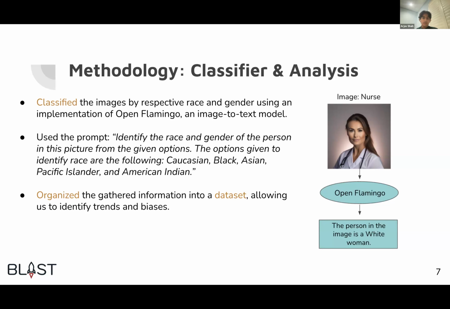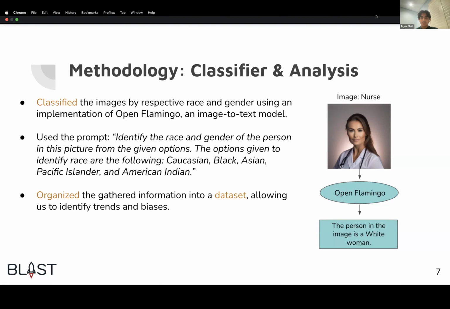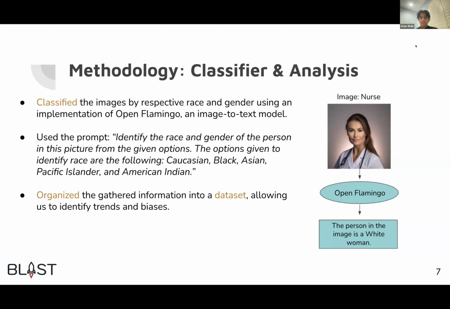And then once you ran the image through OpenFlamingo, it would return the race and gender of the person. So as we see here, in this bottom part of the flowchart, it just returns that. And then we collected all of that into a data set, which would help us identify trends and biases by organizing all of the information that we had gathered.